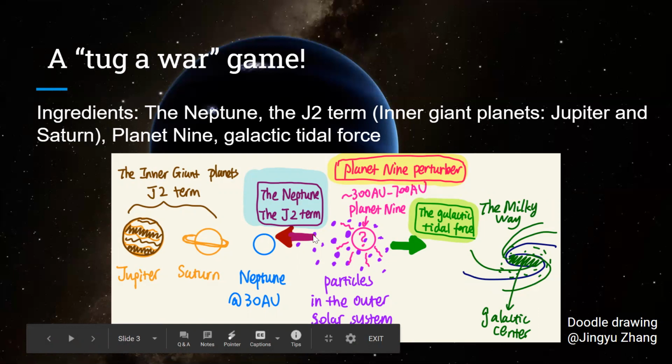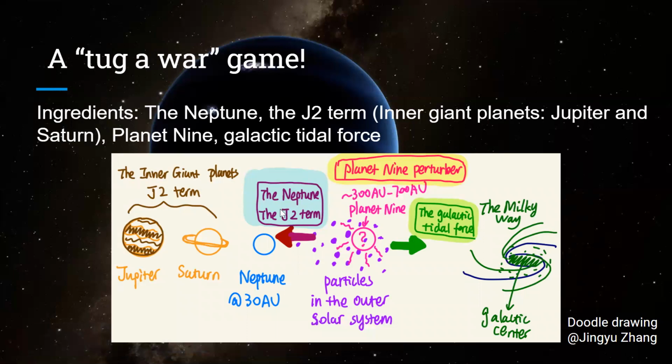You can see that I also highlighted the names of the forces: the Neptune force, the J2 term, the galactic tidal force, and also there's a pink planet I marked with a question mark because we don't know where it's located, which is the hypothetical Planet 9 perturber. So all of it creates a dynamic environment for these particles in the outer solar system, kind of like a tug-of-war game, with different forces in different directions that determine the location and the dynamic factors for these particles.